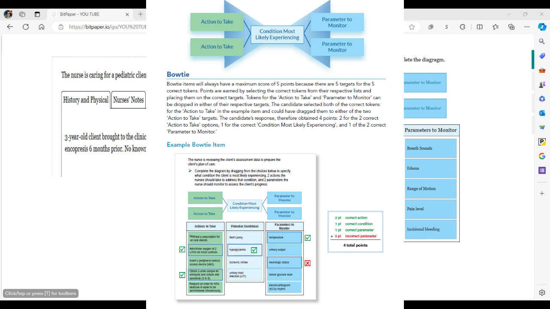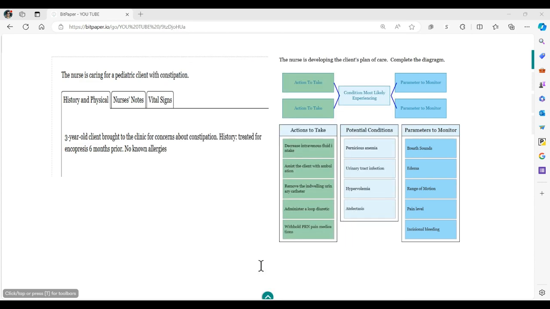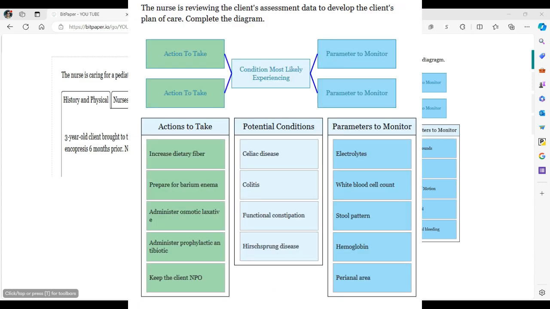Bow tie items will always have a maximum score of 5 points, always. They look like a bow tie. There's two parts on the left, two parts on the right, and one section in the middle. They're asking you for two actions that you need to take, two parameters that you're going to monitor, and what condition most likely this patient is experiencing. You want to start in the middle. You want to first focus on what is wrong with this patient.